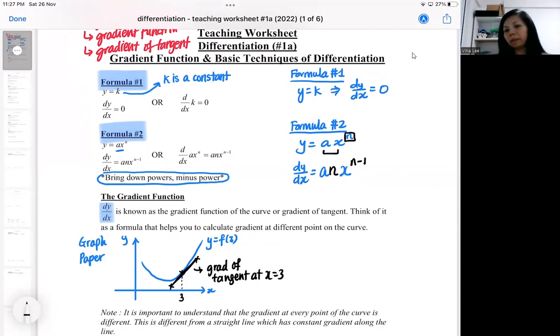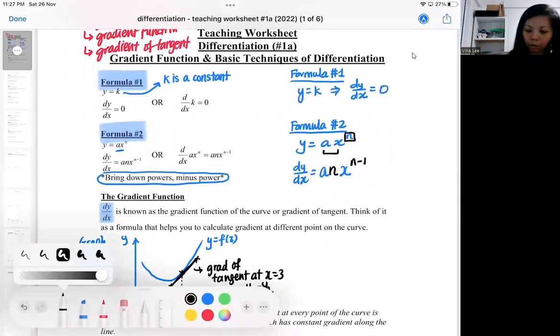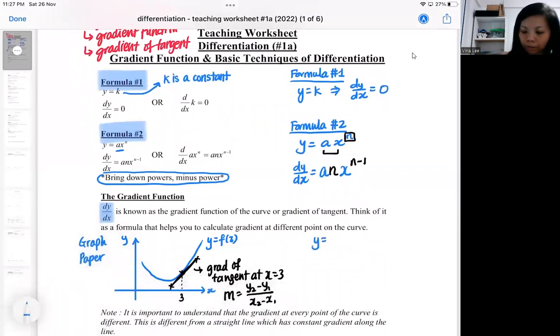So usually in e-math, this is what you do. You got to draw a tangent with your ruler, then you apply your gradient formula to find the gradient of the tangent. So right now, if you already learned to differentiate, dy dx also has an alternative notation.